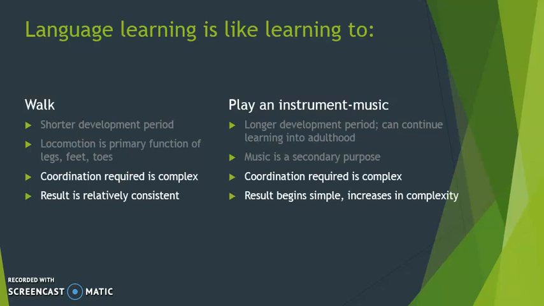Also, when we learn to walk, the coordination is quite complex, but the result is relatively consistent, right? If we look at my walking and your walking and someone's walking from another part of the world, the result is going to look the same. But for playing an instrument, the coordination required is again complex, and the result of playing probably begins in a simple way. We play something simple, but then it increases in complexity. We could have all kinds of embedding and iteration and variation. There's going to be a lot more variation in learning to play an instrument across time and also across cultures.